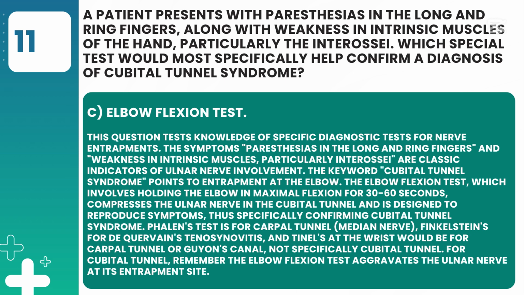The elbow flexion test, which involves holding the elbow in maximal flexion for 30 to 60 seconds, compresses the ulnar nerve in the cubital tunnel and is designed to reproduce symptoms, thus specifically confirming cubital tunnel syndrome. Phelan's test is for carpal tunnel, median nerve, Finkelstein's for de Quervain's tenosynovitis, and Tinel's at the wrist would be for carpal tunnel or Guyon's canal, not specifically cubital tunnel. For cubital tunnel, remember the elbow flexion test aggravates the ulnar nerve at its entrapment site.